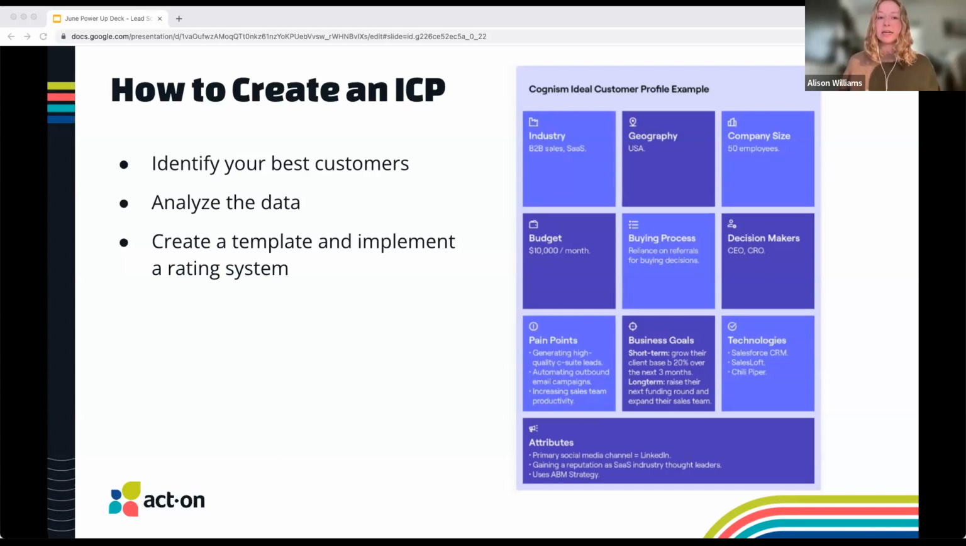Building out an ICP can also help you identify who is not your ideal customer. There are customers out there who are, in essence, anti-ideal, so the opposite of what you would look for. And we'll see how this plays out in an example shortly.